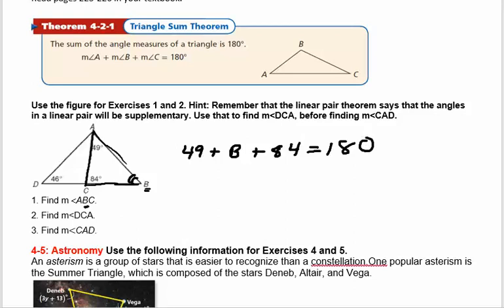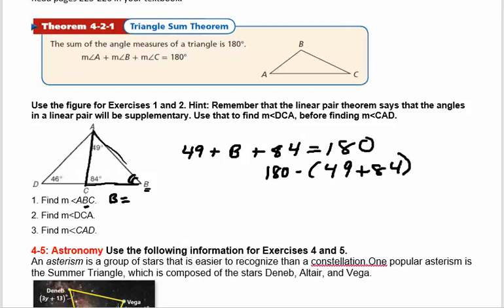So we can see that to find the measure of angle B, we can just subtract these two numbers from 180. Or we could first start by adding them together and then subtracting. In any case, you'll end up with B equal to 180 minus 49 minus 84. Or you could take 180 minus the sum, whatever you get when you add those together.